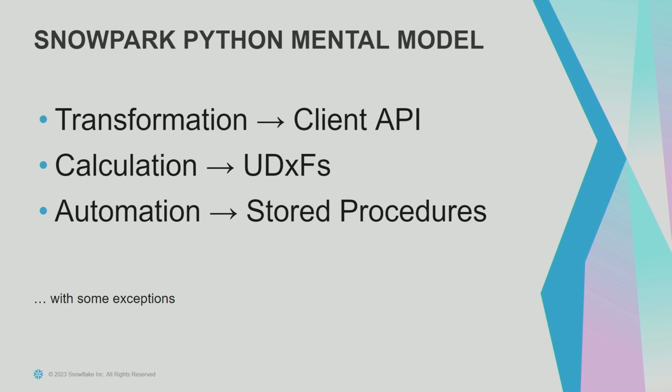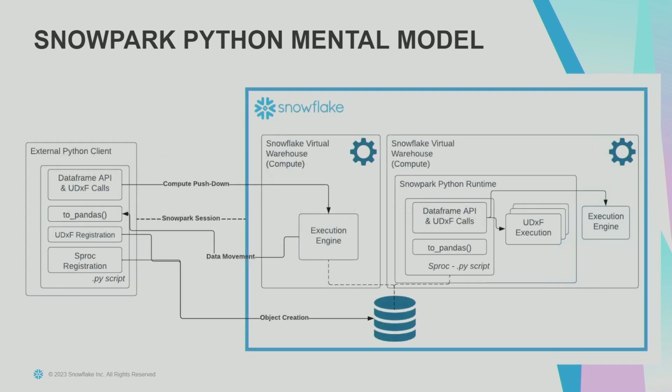There are some exceptions. The exceptions are predominantly centered around very specific machine learning and AI stuff, so we won't get into that in a ton of detail. But that's generally the simplest mental model to work from. Transformation is the client API, calculations are some flavor of a user-defined function, and automation or execution is the stored procedures.